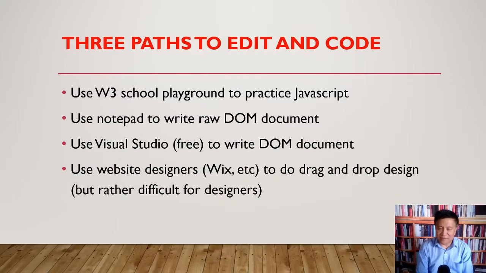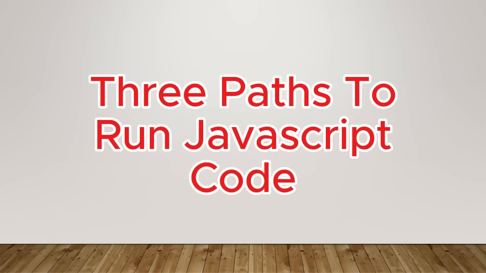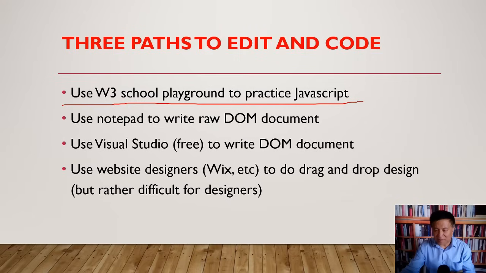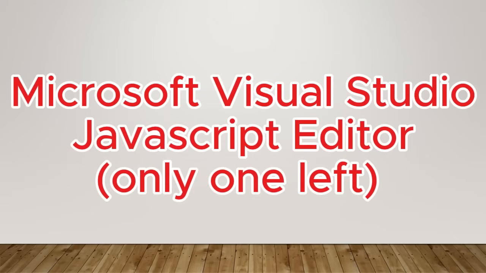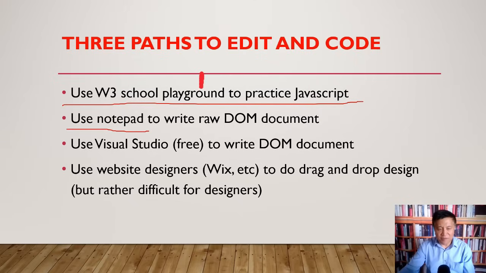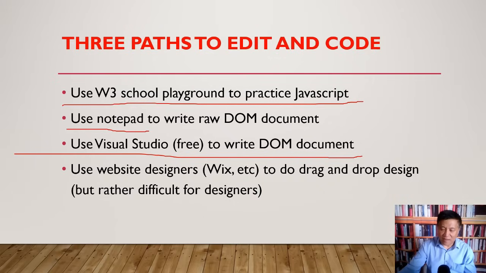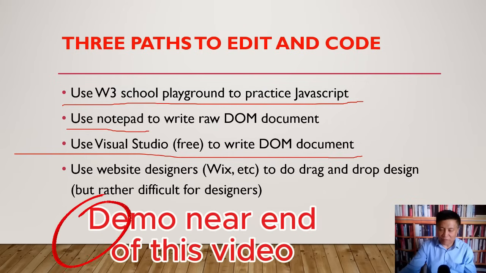Now, there are at least three paths to edit and code. Number one is you can use the W3Schools playground. The playground allows you to enter script languages and you can run it very easily. But it's a playground. It's not a fully functional web page. Alternatively, you can use Notepad to write the HTML file and put the extension as HTML. You can open the file with a web browser. The third method is to use Visual Studio. Visual Studio is one of the most sophisticated and free editors. You can write the text in Visual Studio and display it on a web browser. Visual Studio does not contain a fully functioning web browser.